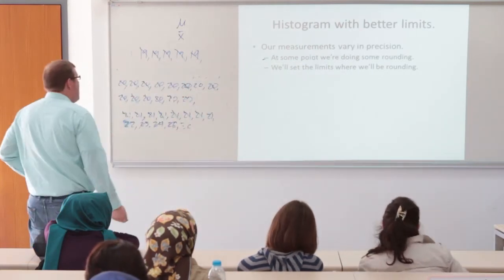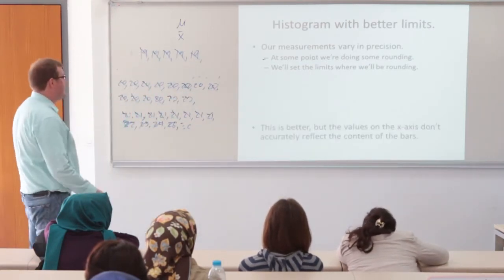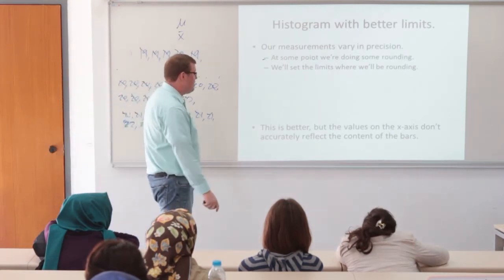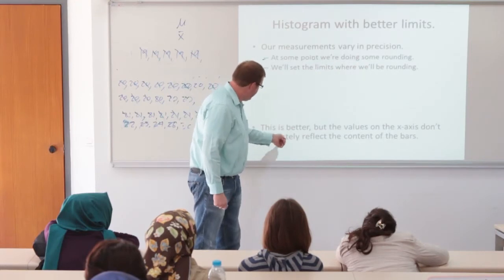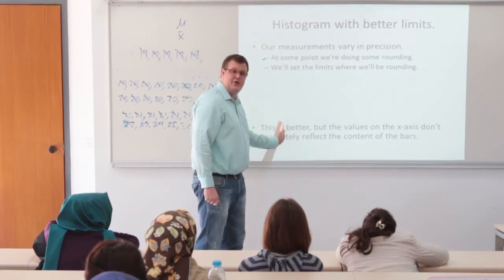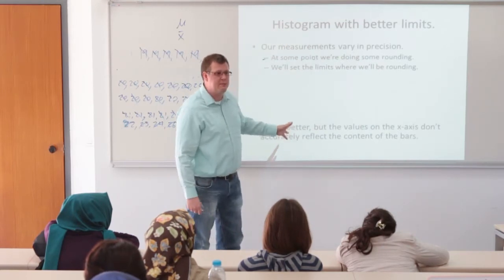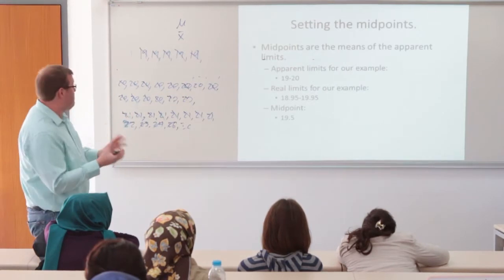So we're going to set the limits, when we do this, where we're going to be rounding. And this is better, but the values on the x-axis aren't going to accurately reflect the content of the bars. So we had the graph, right? And the 20 was right on the edge. We had the bar, and then there was the 20. The 20 wasn't in the middle. So how can we create better labels?